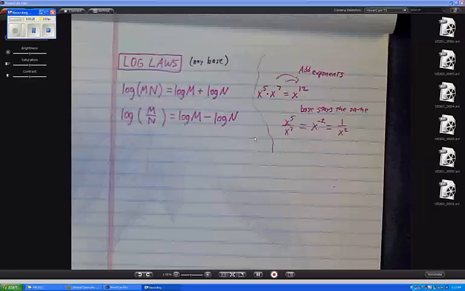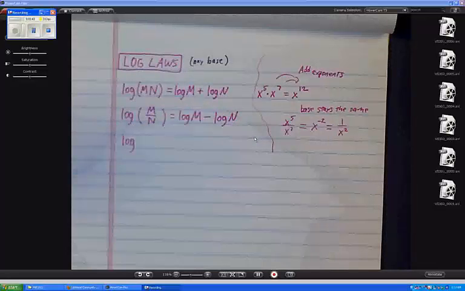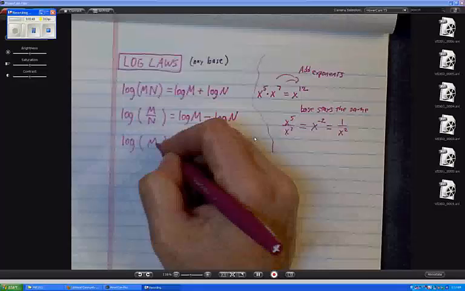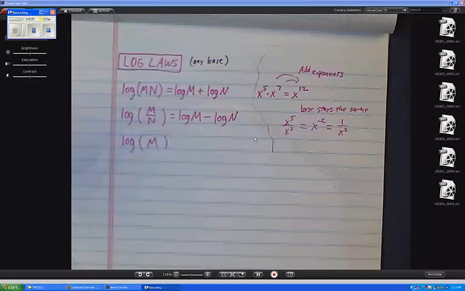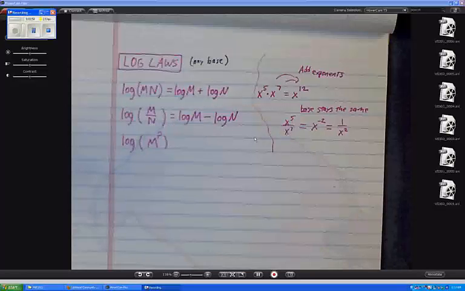There's 3 altogether. The last one is perhaps the most powerful. I just like saying that. I don't know. It is. Okay? Suppose I have the log of something raised to a power. I'll call the power p. M to the p power. Okay? What would this be? You might be able to figure out what it's going to be.